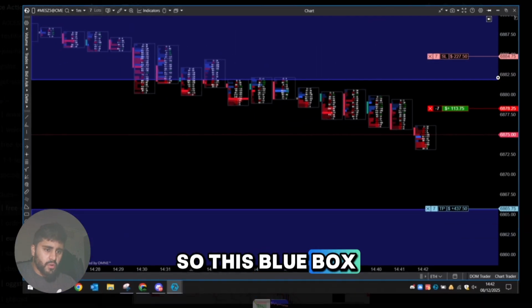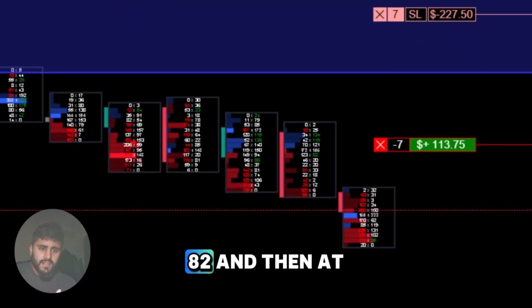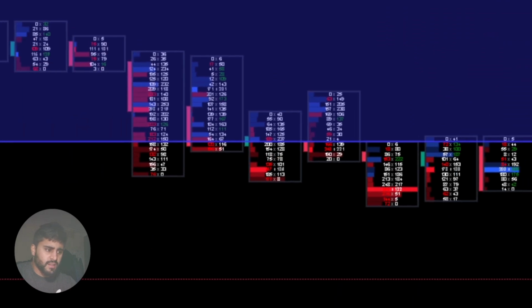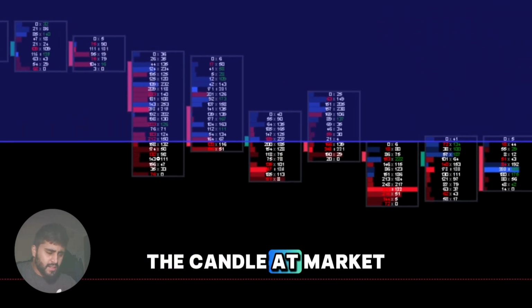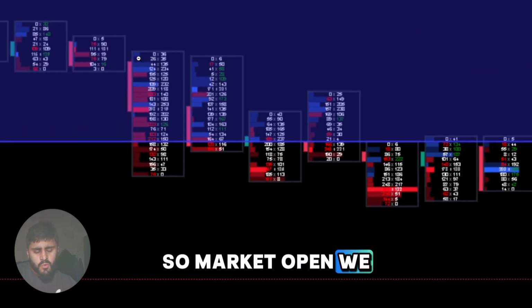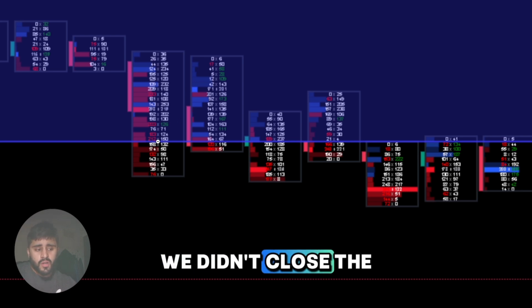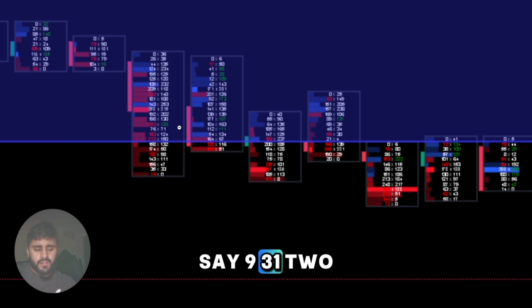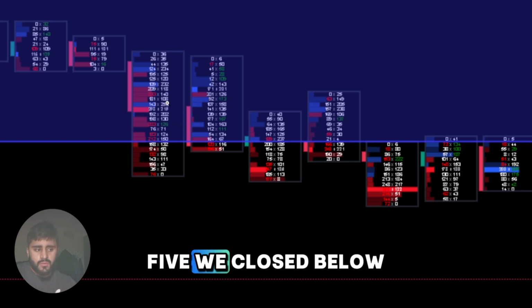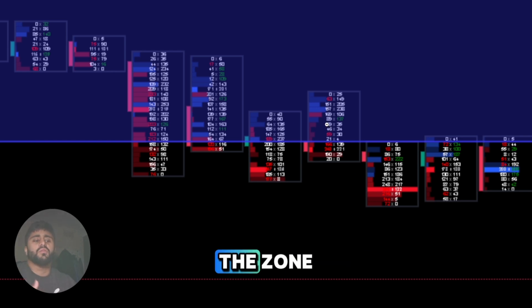So this blue box is the same level. So this is 68.82 and then at the top of 68.90. So let's break this down. So this was the candle at market open, right? The first few minutes, let's say 9:31, 2, 3, 4, and then 5, we closed below the zone.